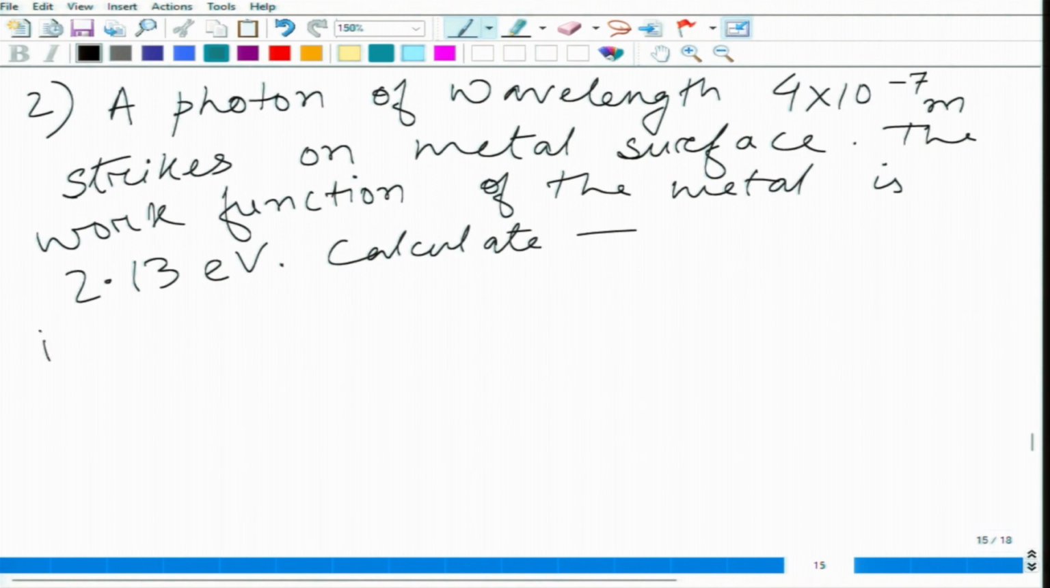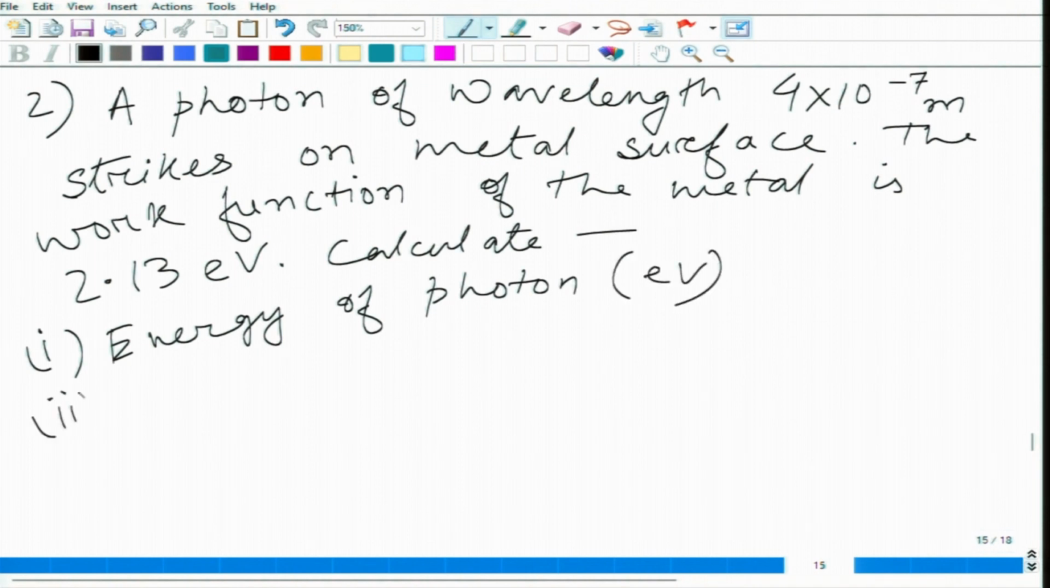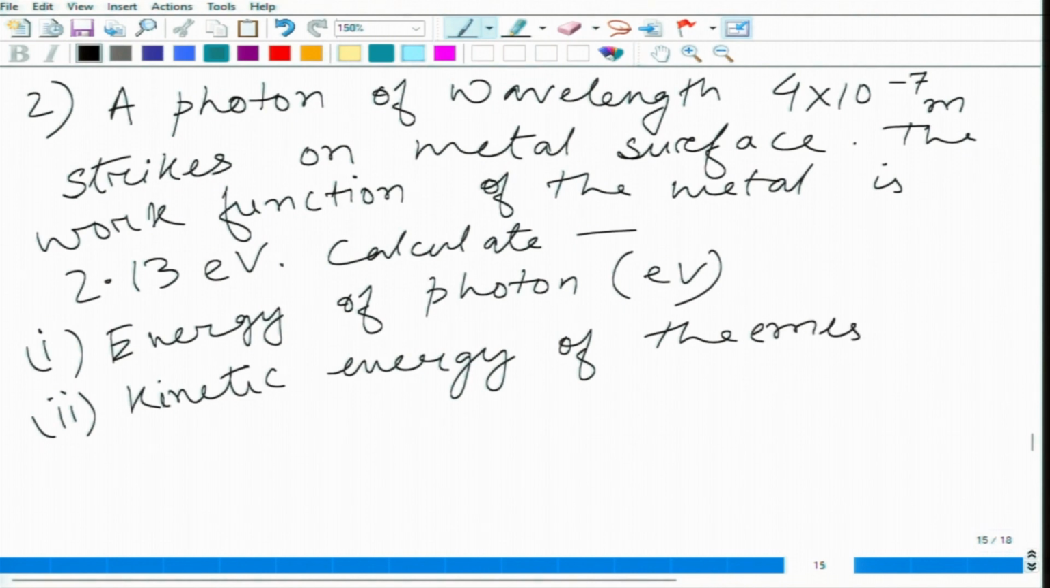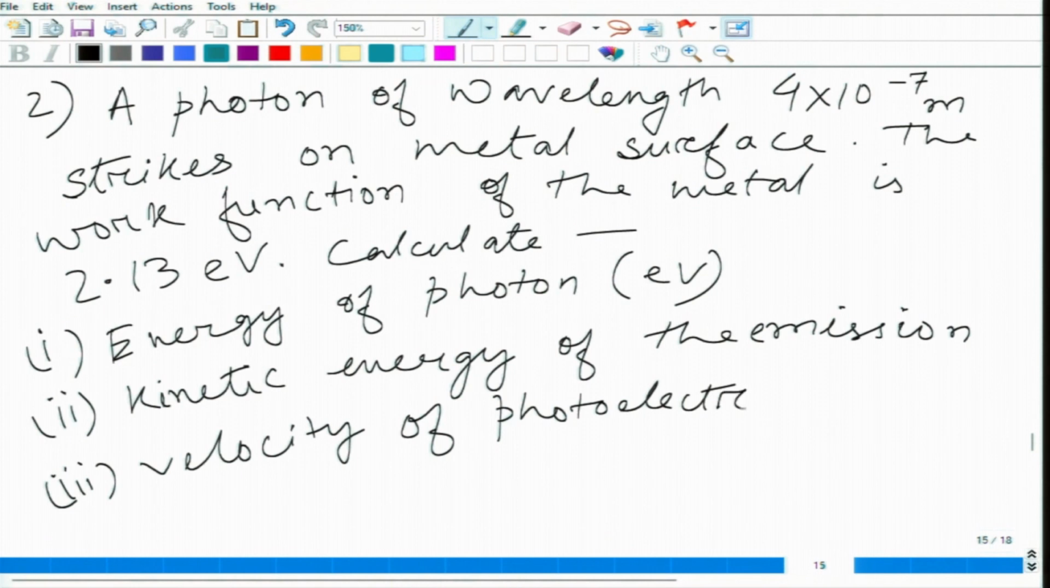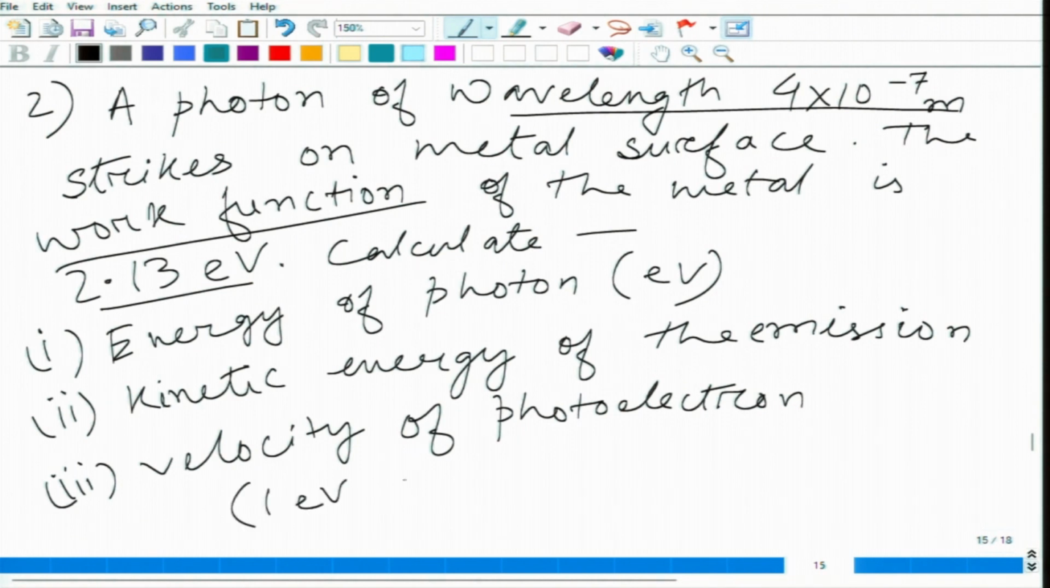Calculate the energy of the photon in electron volt, the kinetic energy of the emission, and the velocity of the photoelectron. Okay, so we have the wavelength, we have the work function in electron volt. The value of 1 electron volt is given as 1.6020 into 10 to the power minus 19 joules.